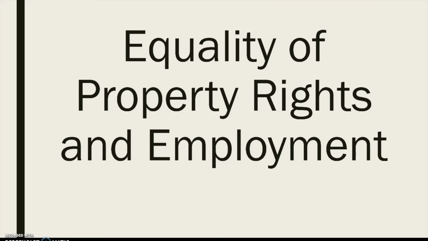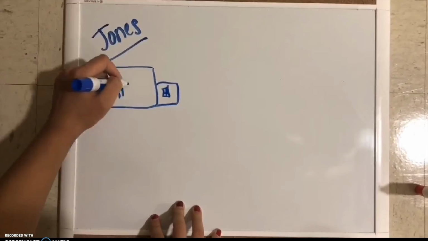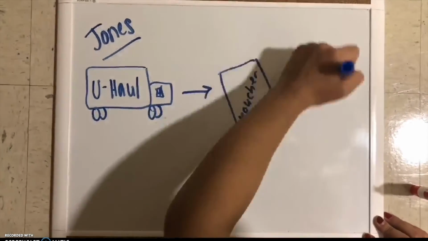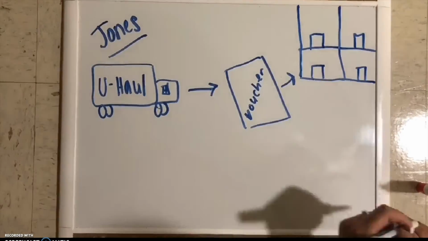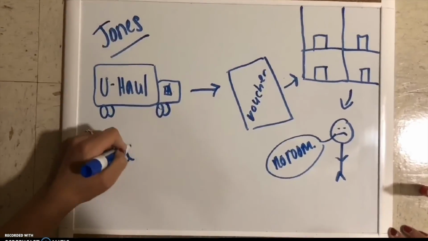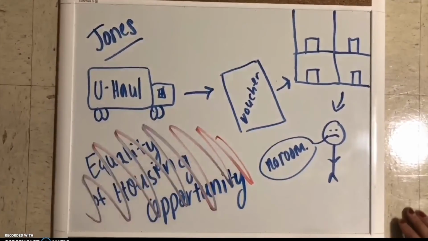Equality of property rights and employment stems from Nussbaum's control over one's environment capability. The lack of this capability can be explained through the following examples. Mr. Jones loses his job, and the Jones family must move. They are now on a voucher program for housing and attempt to find residents in a particular apartment complex. When presenting their voucher, the landlord denies them. This is an example of inequality in regards to housing opportunities.